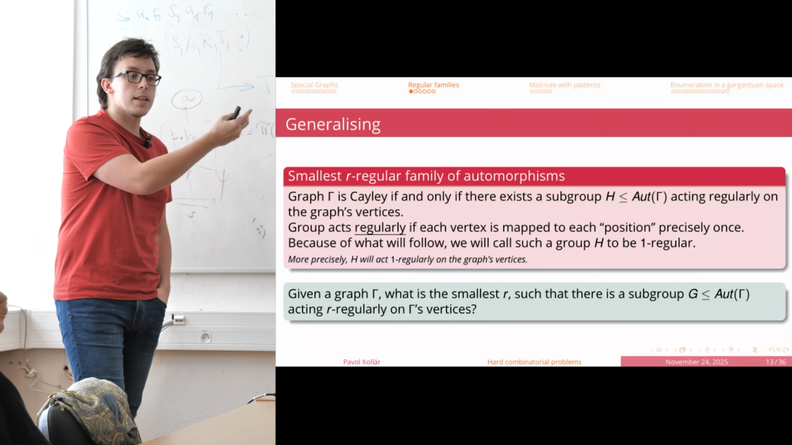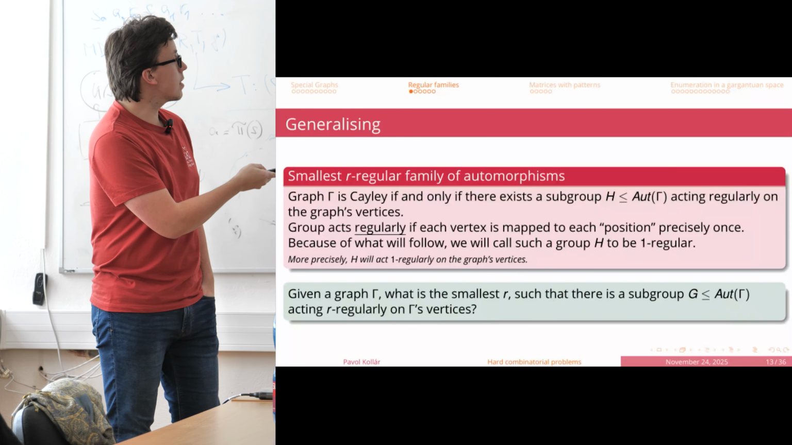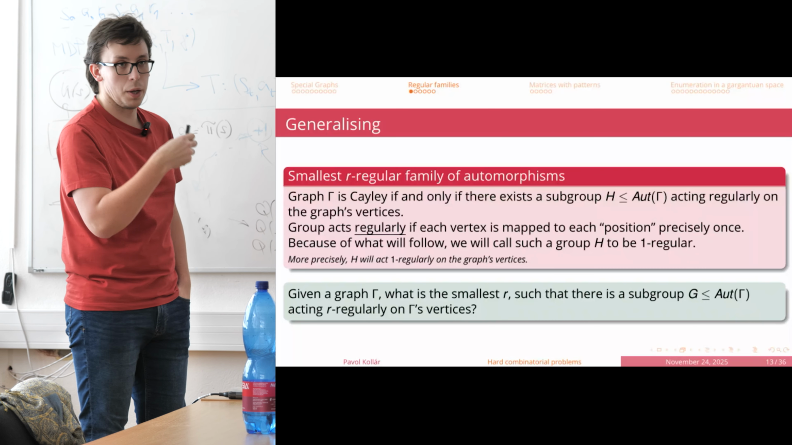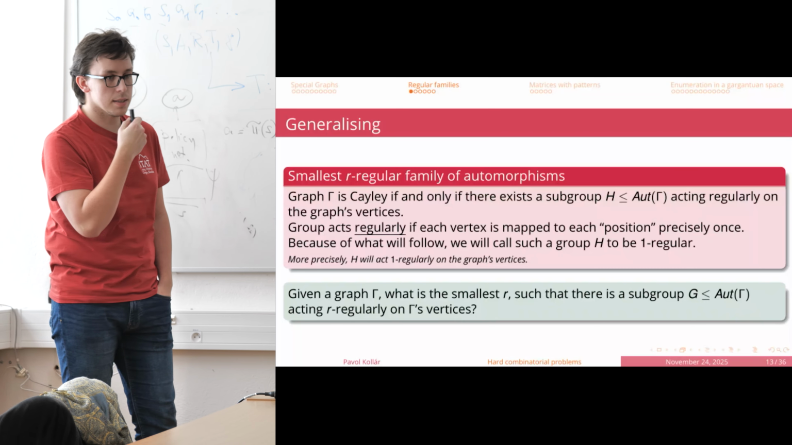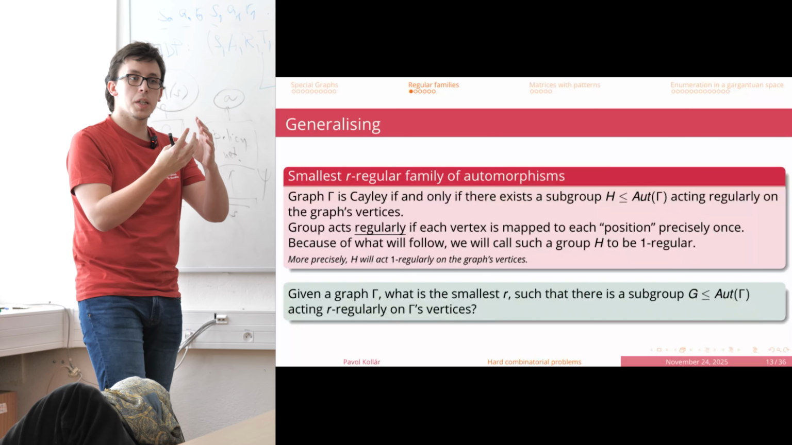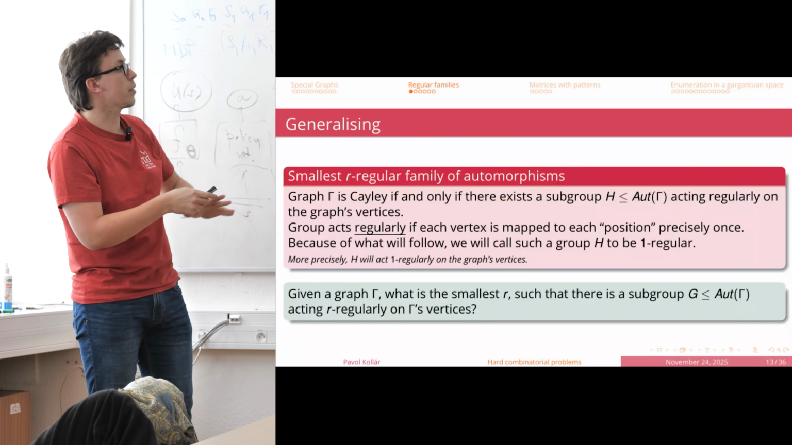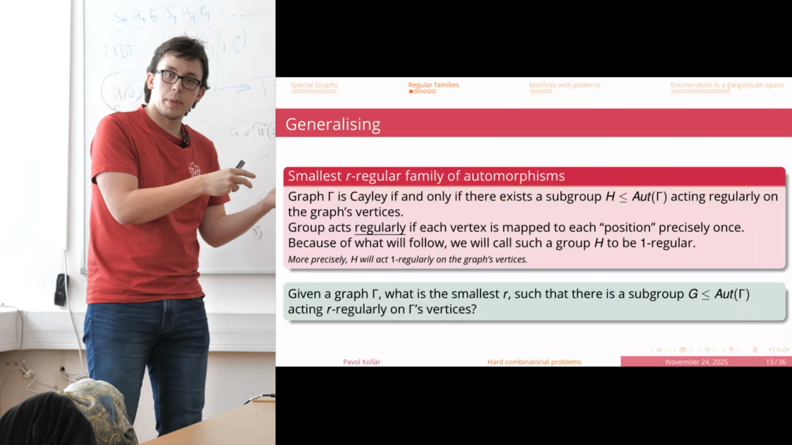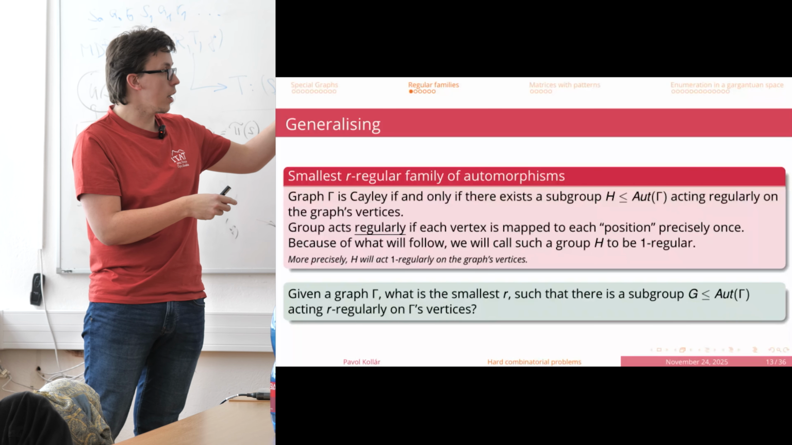The question that Yaitse and Jones asked and investigated was, what is the smallest R such that there is a subgroup G of the full automorphism group that is acting R regularly on gamma's vertices? So if we have a Cayley graph, we know that this R is 1. That's what that theorem tells us. But for example, for the Petersen graph, this R cannot be 1 because it's not Cayley. In fact, it turns out that for the Petersen graph, R is equal to 2.